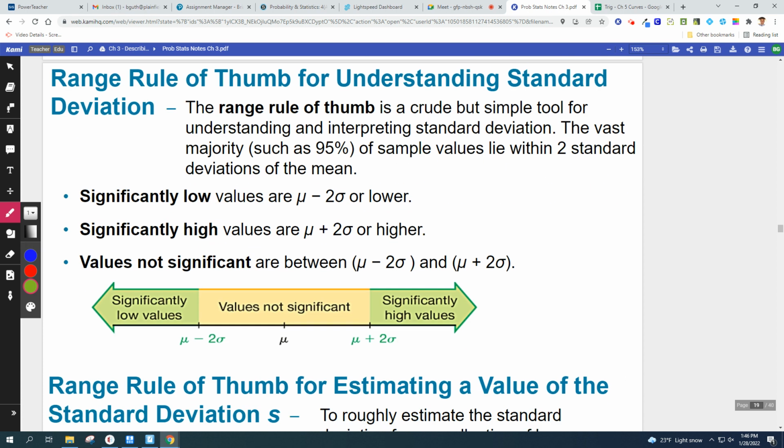Changing gears, we've got the range rule of thumb for understanding standard deviation. The range rule of thumb is a crude but simple tool for understanding and interpreting standard deviation. The vast majority, such as 95% of sample values, lie within 2 standard deviations of the mean, okay? And I remember as a student having a hard time with that concept.